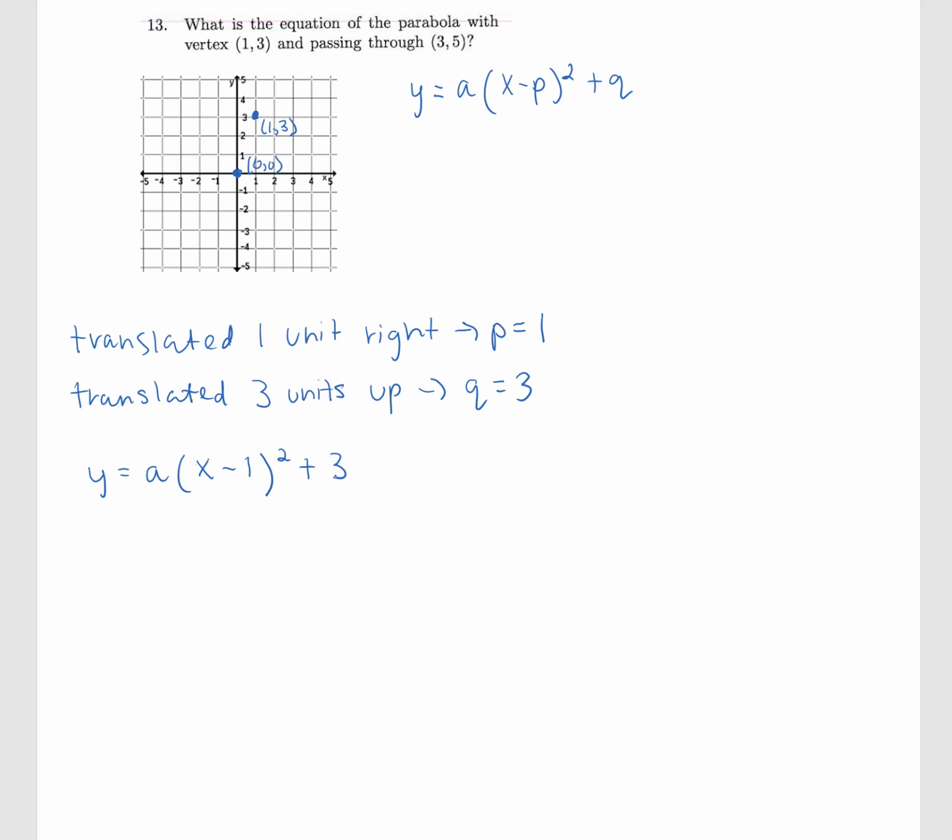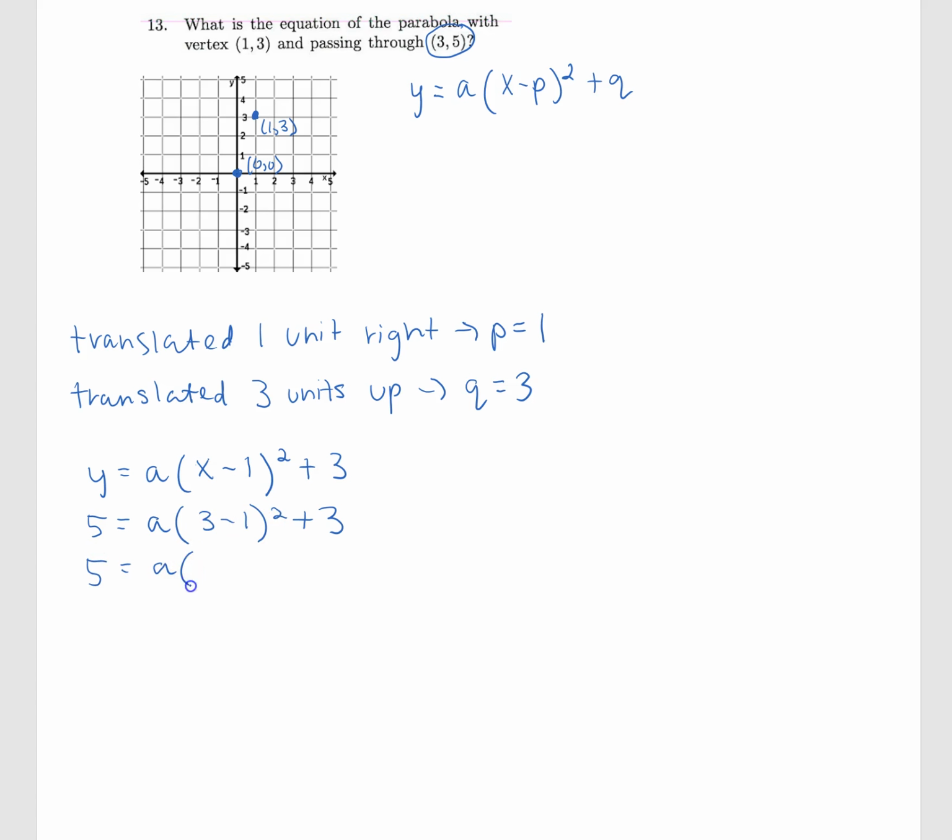And the last bit of information we've been told is that our parabola passes through the point x equals 3, y equals 5. And so we can plug in those values for x and y into our equation, and then the only variable we have left is a, and we can solve for a. So let's do that now. Our y value is 5, don't know a, and our x value is 3. So now we just solve for a.